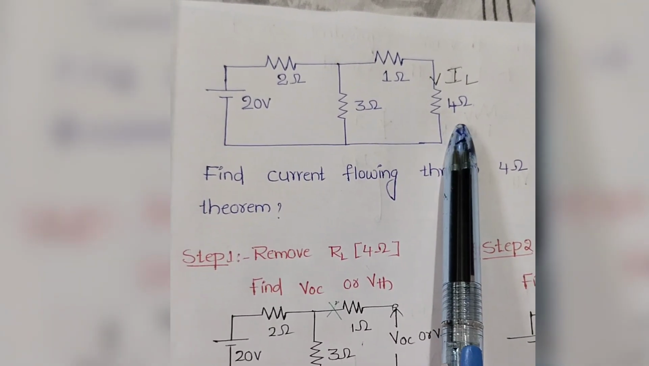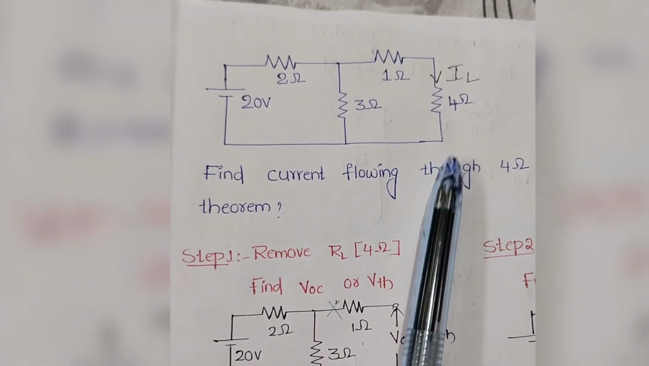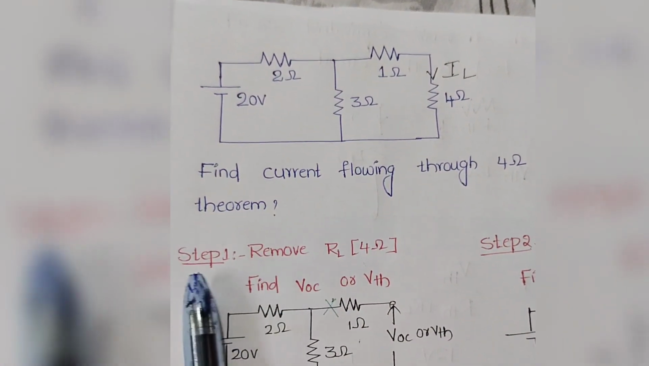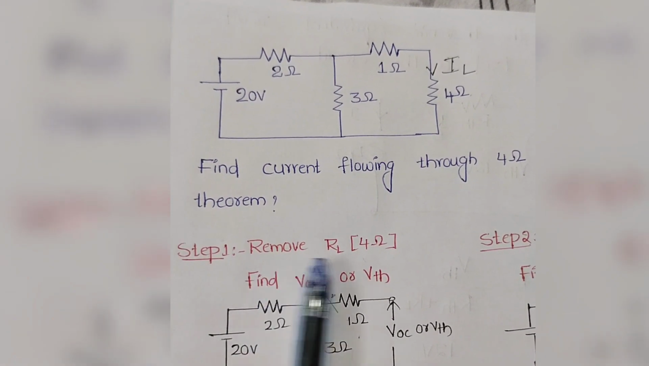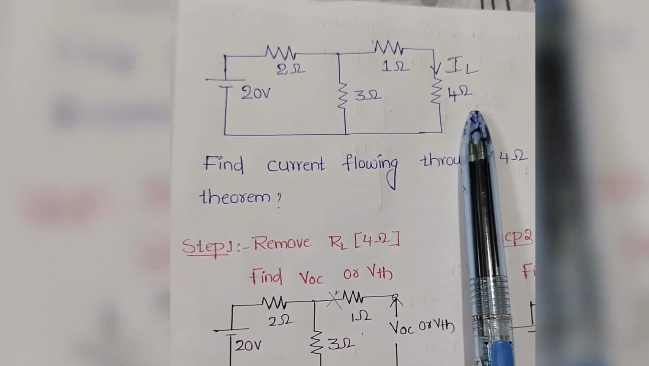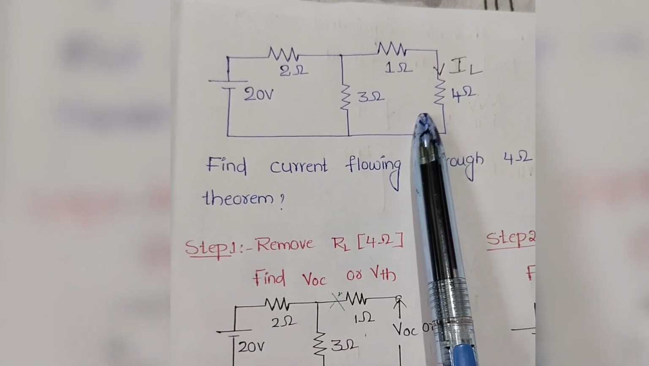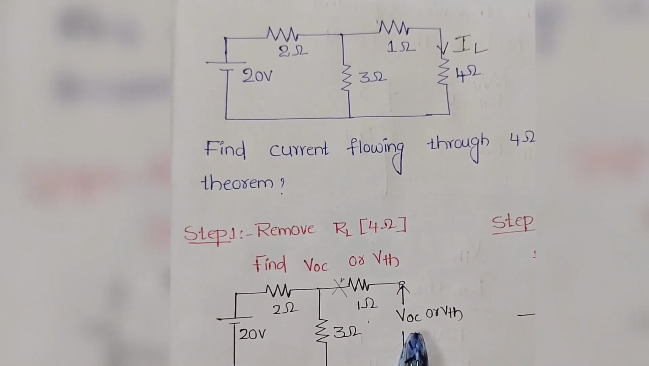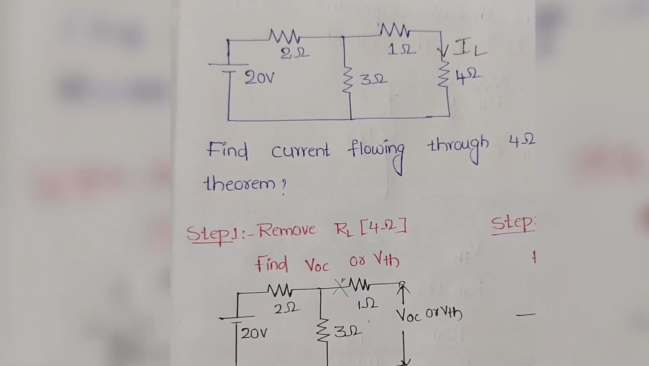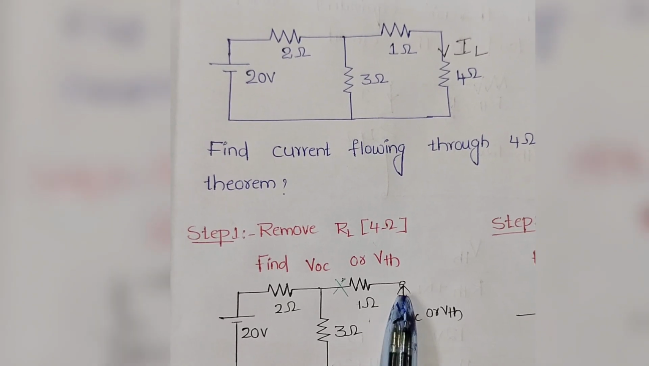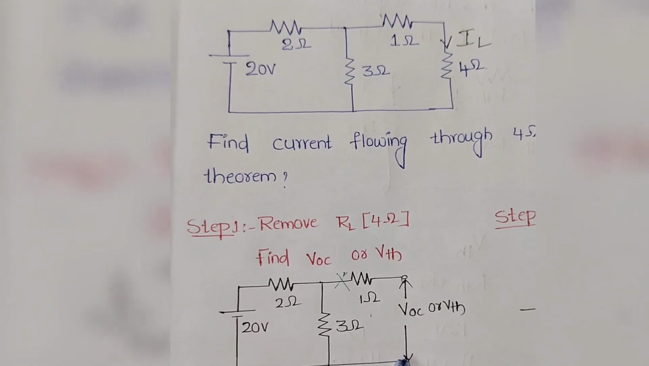That is the load. In order to find the current flowing through any branch by using Thevenin's theorem, we follow 3 steps. The first step is remove RL. Here our load is 4 ohms. So first remove RL, that is 4 ohms, and find the voltage between the load terminals. These are the load terminals. So our target is to find the voltage between the load terminals.